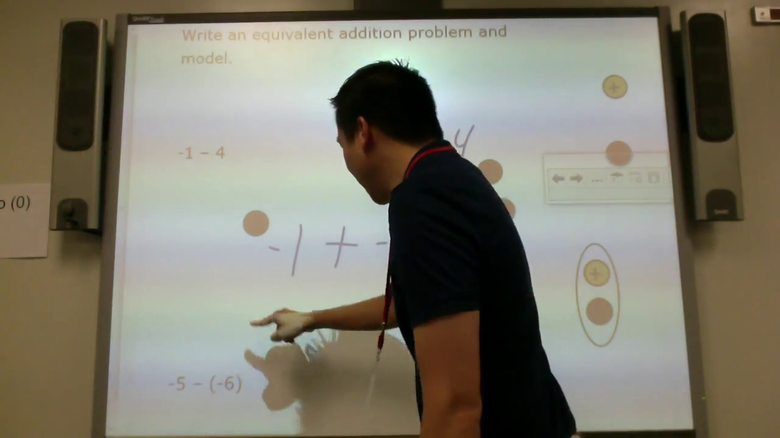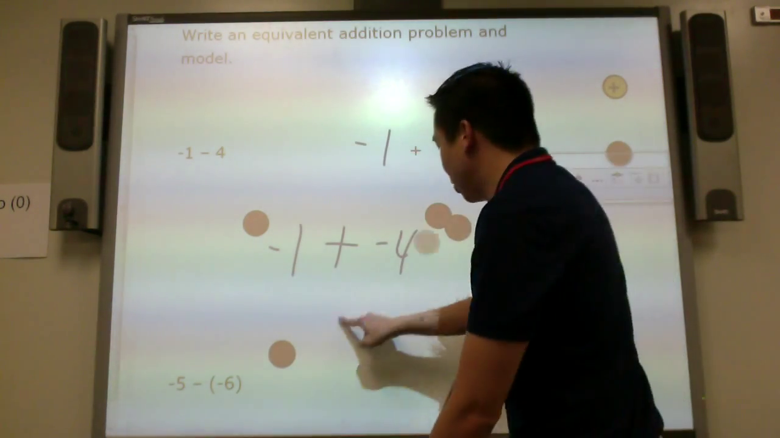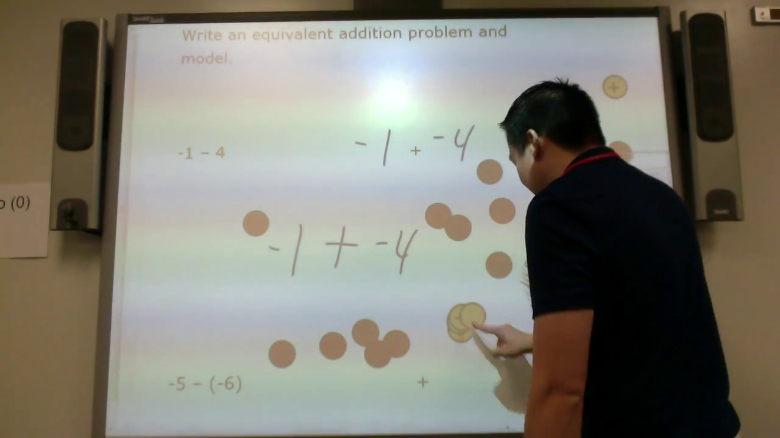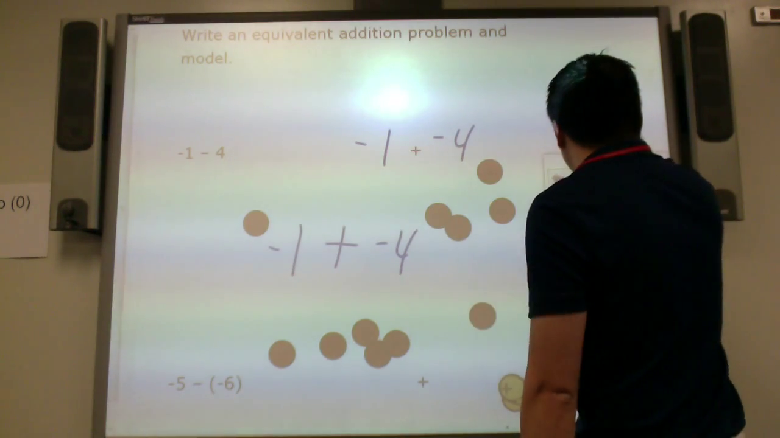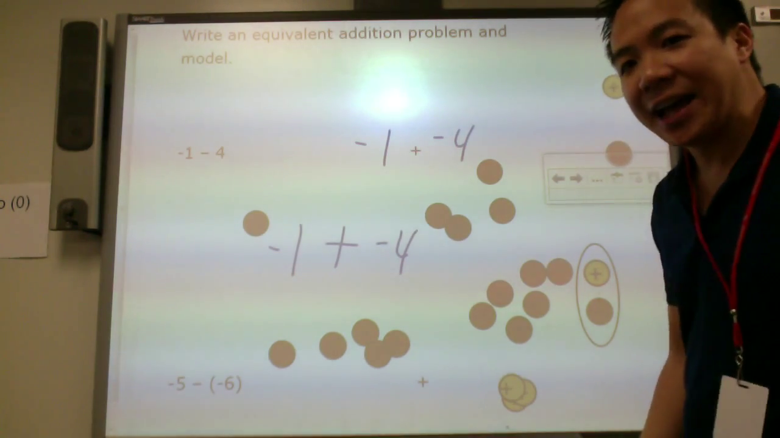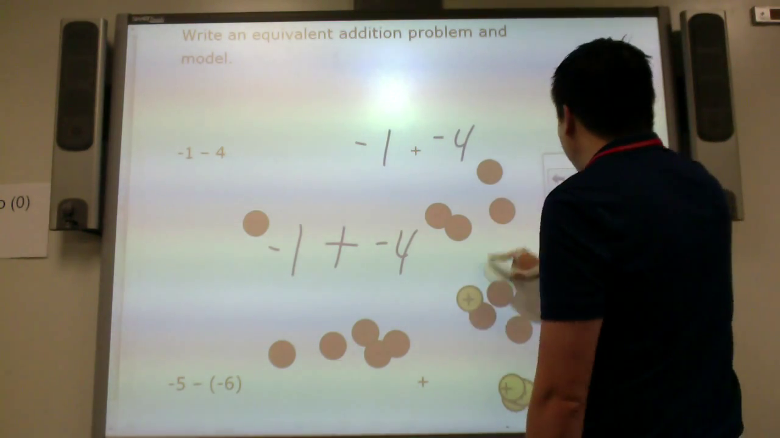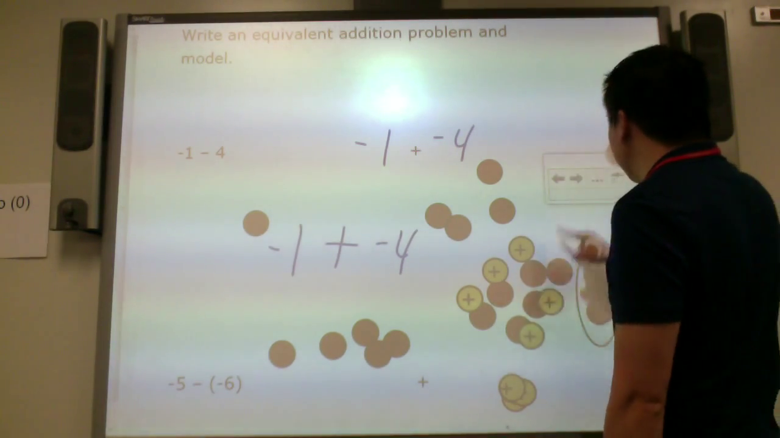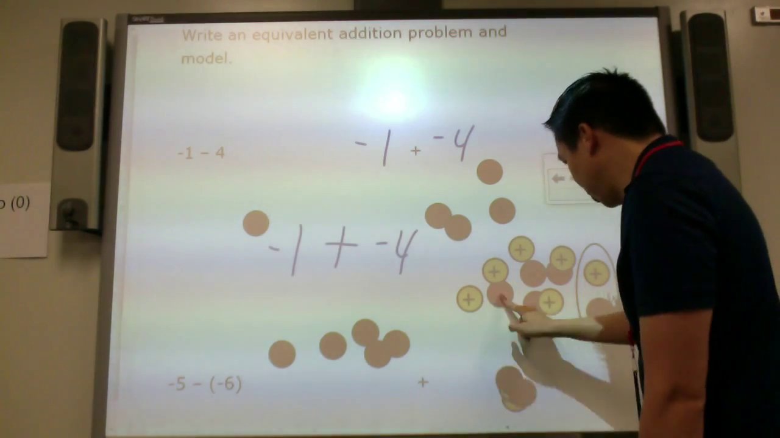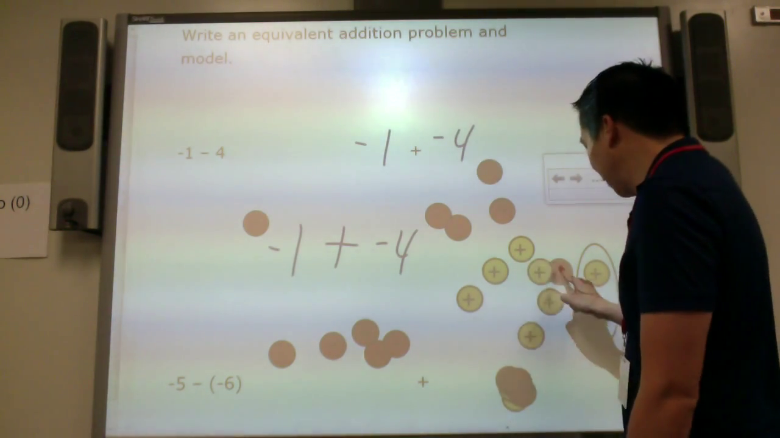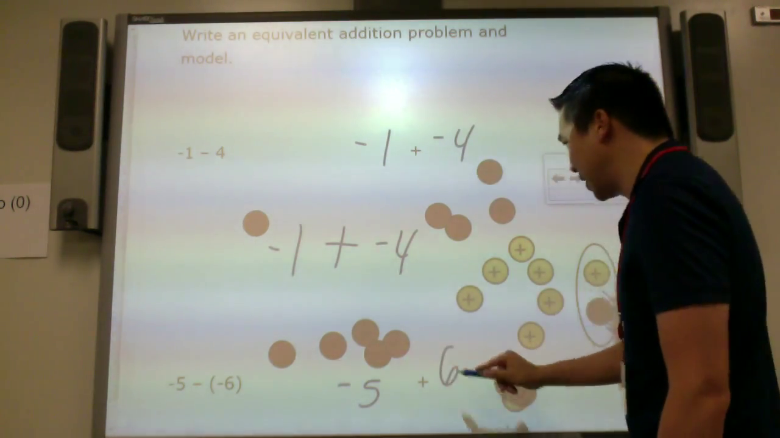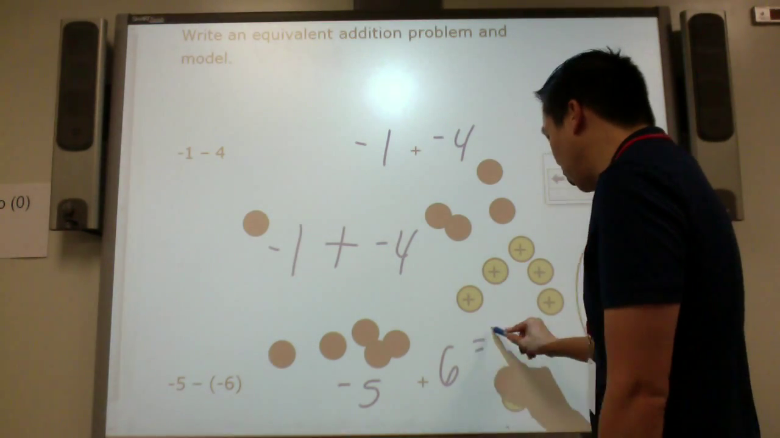Let's do the next one. I started with negative 5: 1, 2, 3, 4, 5. I need to take away 6 negatives: 1, 2, 3, 4, 5, 6. Again, you cannot add 6 negatives just like that. You have to do it without changing its initial value of negative 5. So you do zero pairs. So now I take away 6 negatives: 1, 2, 3, 4, 5, 6. What am I left with? I started with negative 5. I added 6 positive. Negative 5 plus 6 equals 1.